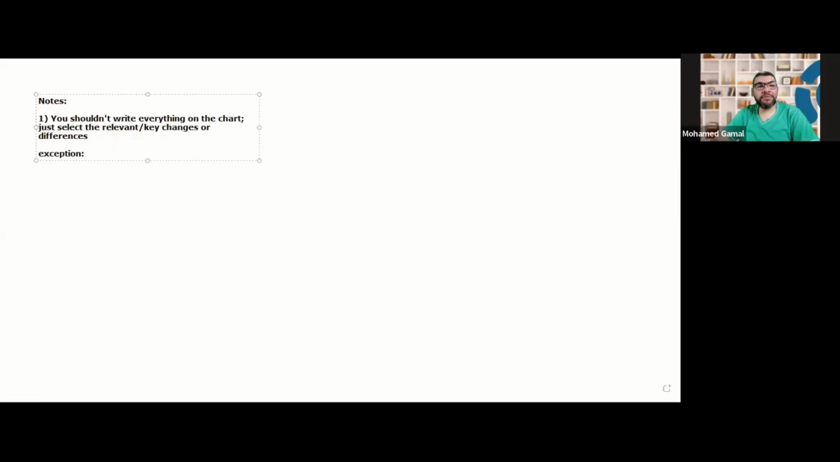Yes. So the first note I want you to take care of: you shouldn't write everything on the chart. Just select the relevant or key changes or differences. And of course, again, we said that we have an exception here. Do you remember what the exception is? The process chart, yes, exactly. We have the process chart here.